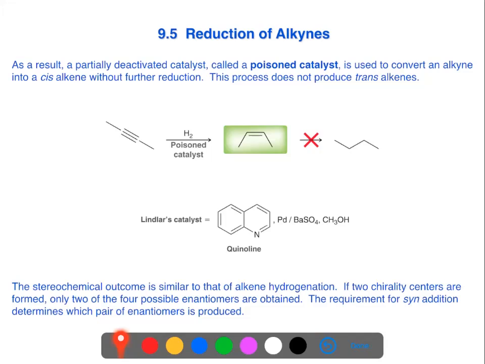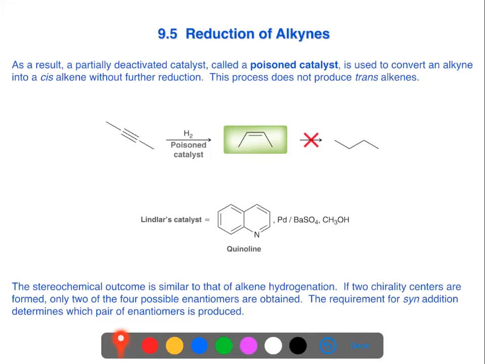So you can see in this example, if we start with our alkyne, we're using molecular hydrogen still, but now we're using this partially deactivated or poison catalyst, and that will give us solely the cis-alkene. We won't see any further reduction to the alkane.